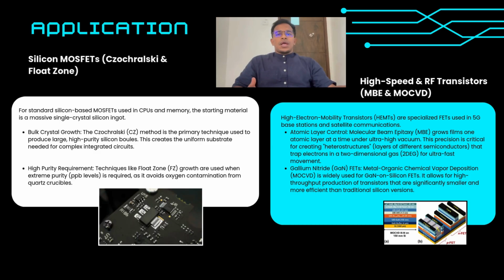Additionally, for gallium nitride (GaN) FETs, we utilize metal organic chemical vapor deposition. This technique is widely used for GaN-on-silicon production because it allows high-throughput manufacturing of transistors that are smaller and much more efficient compared to the traditional silicon version.